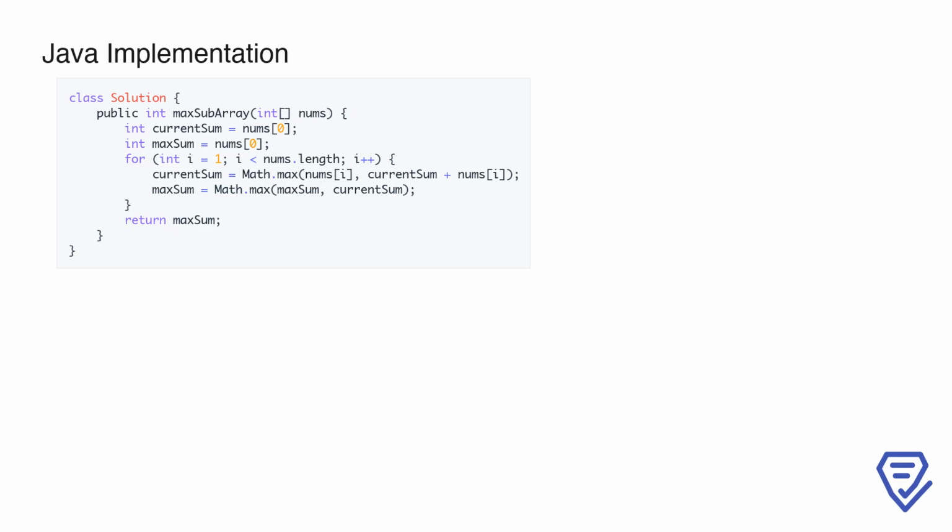We use a for loop to iterate from the second element to the end, updating currentSum as the maximum of either starting anew at nums[i], or adding nums[i] to the current sum. MaxSum is updated accordingly if a new maximum is found. Key differences from Python include static typing, explicit array indexing, and use of Math.max for comparisons. Finally, we return maxSum as the answer.